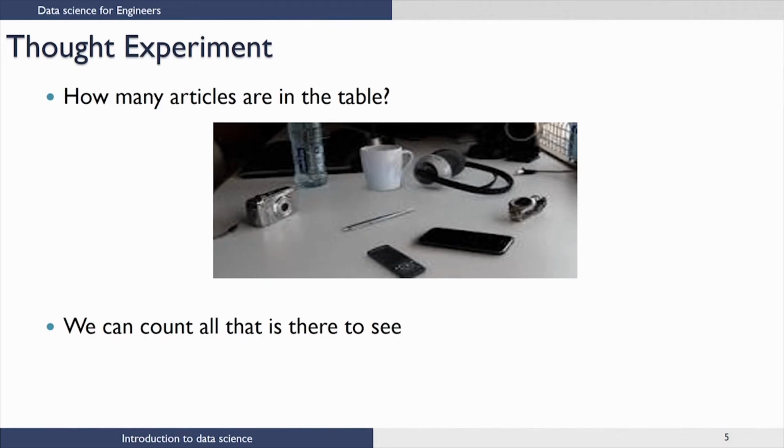So, to do this, let us do a thought experiment. We have many objects on the table that is shown in the slide. Then if I asked you how many articles are there in the table, you would quickly say, well, there is a camera, there is a cup, there are 2 mobile phones, there is a watch, there is a pen, bottle, and so on. Basically we can count or see whatever there is to see, and then enumerate and say these are the objects or articles in the table.